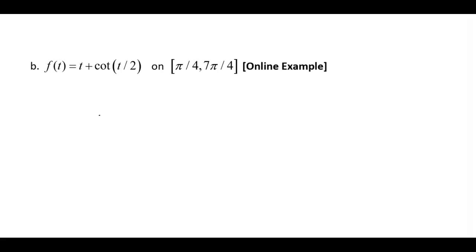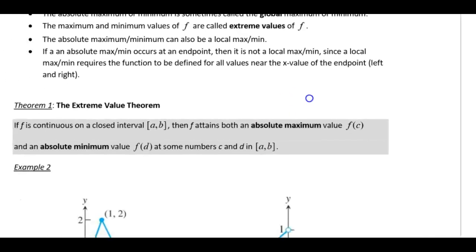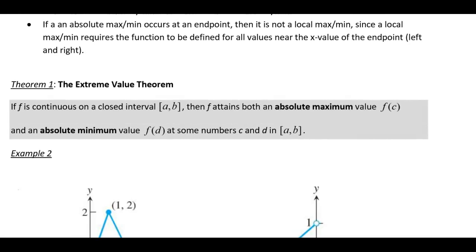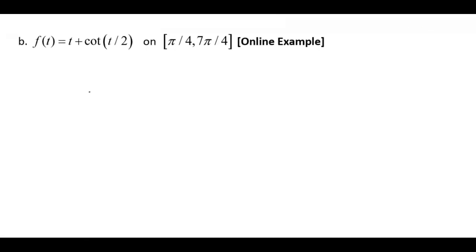Alright, so we're going to look at an example of the extreme value theorem. Let's go ahead and review that theorem really quick. The extreme value theorem says if f is continuous on a closed interval [a, b], then f attains both an absolute maximum value f(c) and an absolute minimum value f(d) at some numbers c and d in [a, b]. So we want to find the absolute max and absolute min of this function on the closed interval pi over 4 to 7 pi over 4.